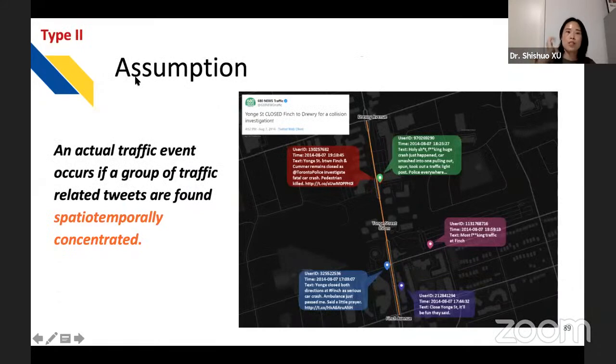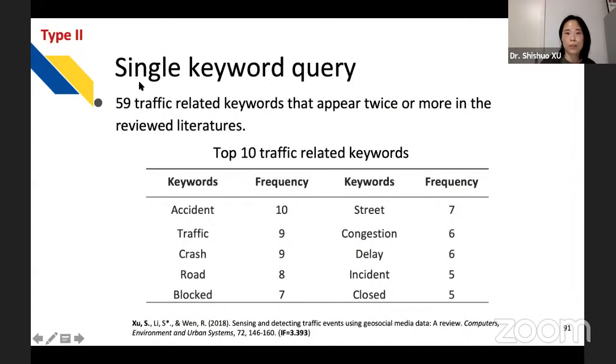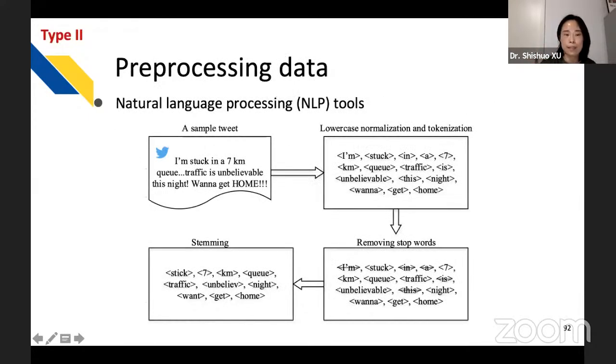Before we did the research, we made an assumption that an actual traffic event occurs if a group of traffic-related tweets are found spatial-temporally concentrated. So we first do a keyword query using the traffic-related keywords, and here is a sample of them. Before we analyze their content, we did pre-processing using natural language processing tools by removing the stop words and stemming to their original format.